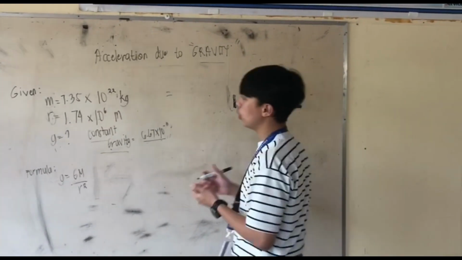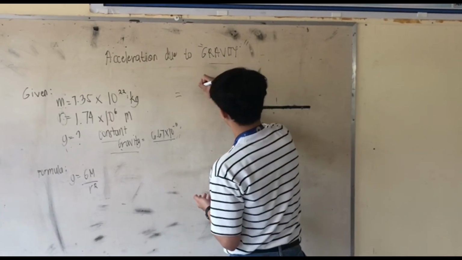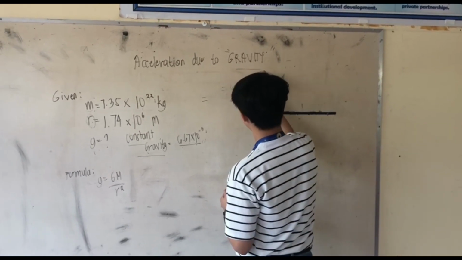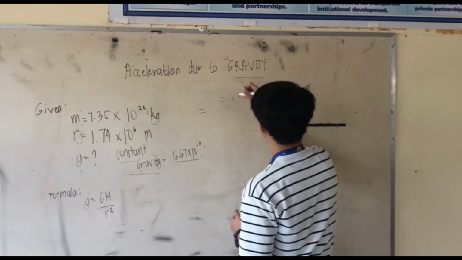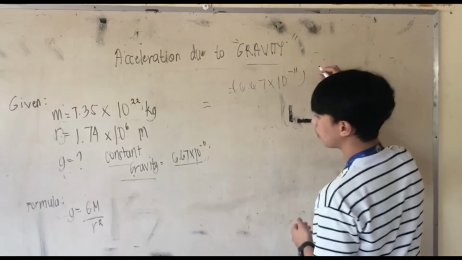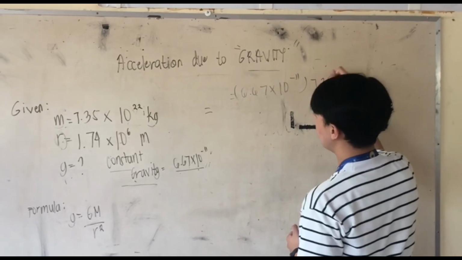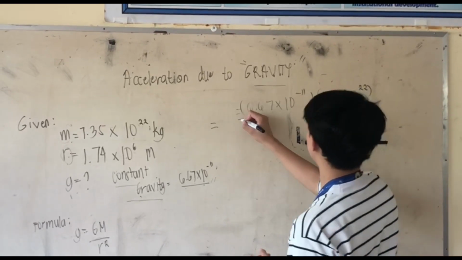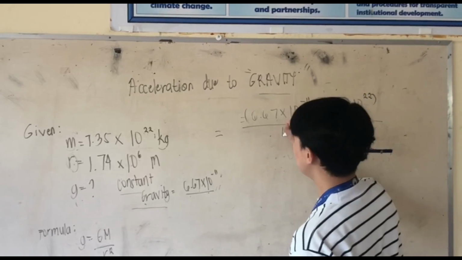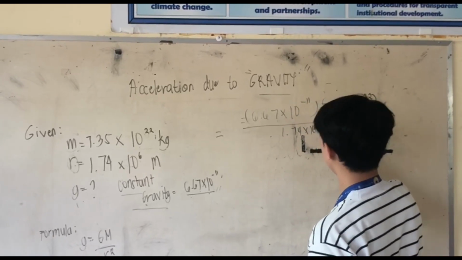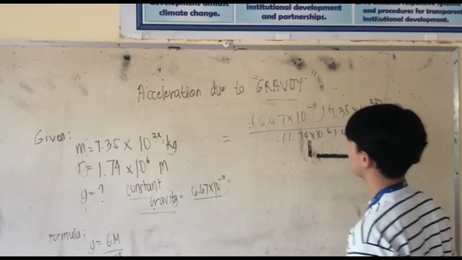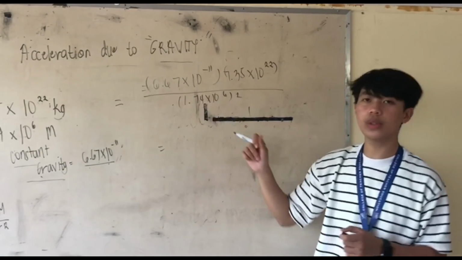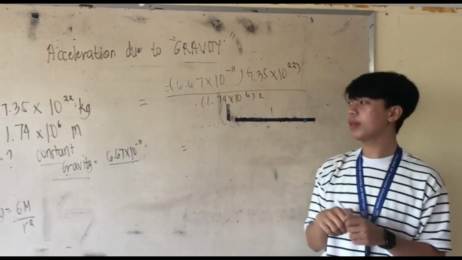So let us now solve the given problem. We need to substitute 6.67 times 10 raised to negative 11 times 7.35 times 10 raised to 22, all over 1.74 times 10 raised to 6 squared. You are going to solve this through the use of a scientific calculator, which will be presented here.